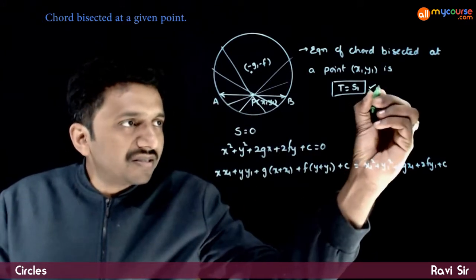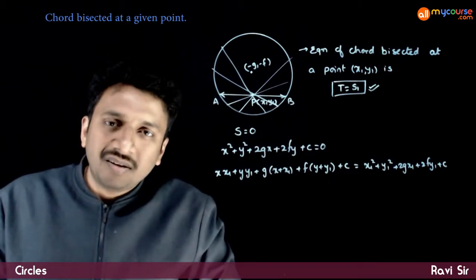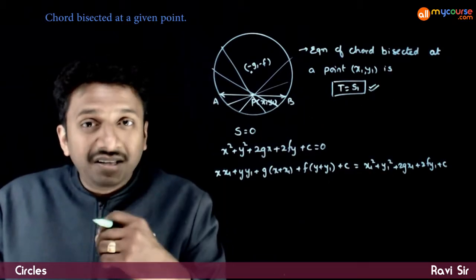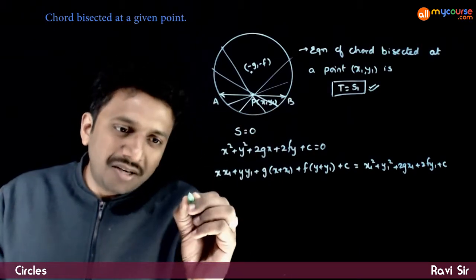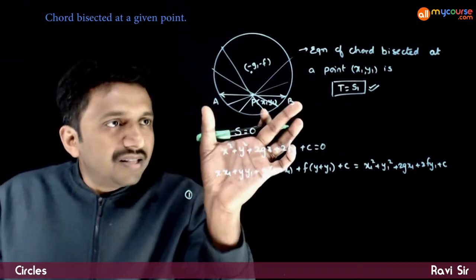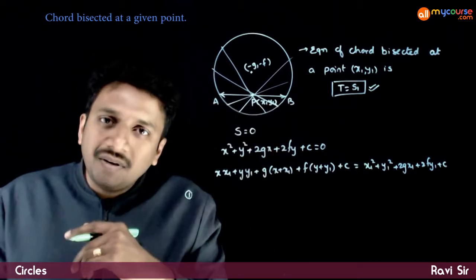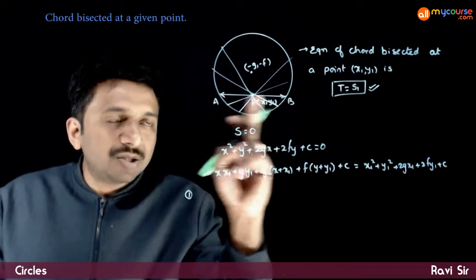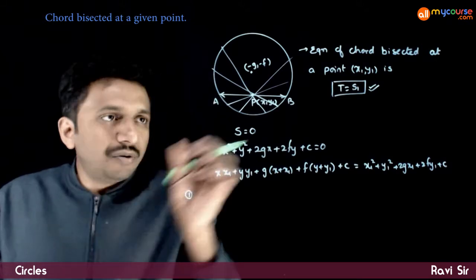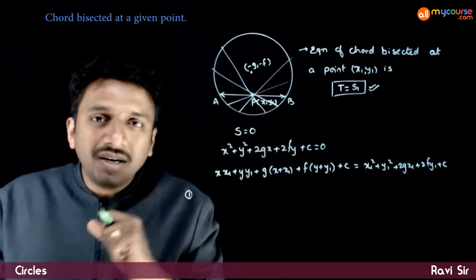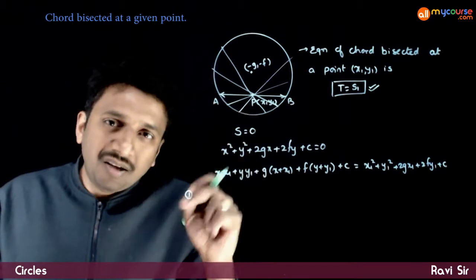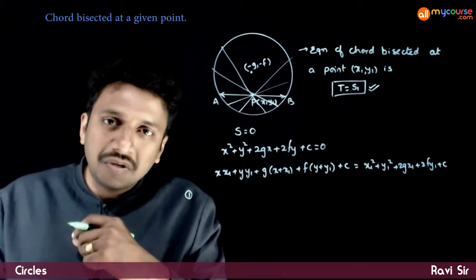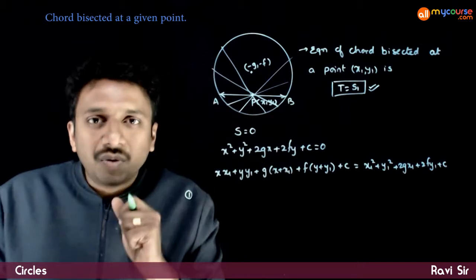So how is this equation coming? If you are asked to directly find this equation using some general logic, the logic that you can use is, okay, this line is passing through the point x1, y1. This line has to pass through x1, y1. So to find the equation of this line, what else do you need? You need the slope of the line. Because you know the point, if you know the slope, you know the equation.